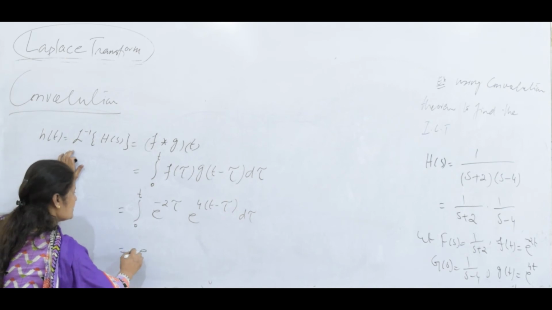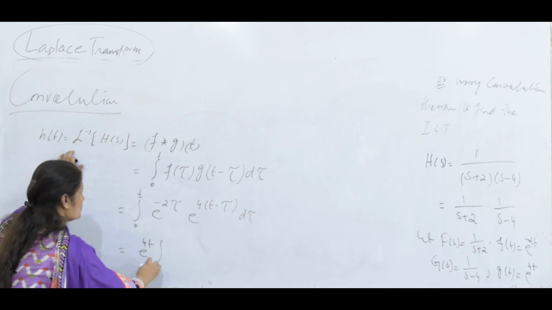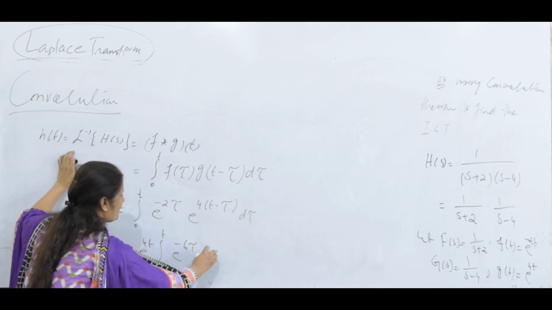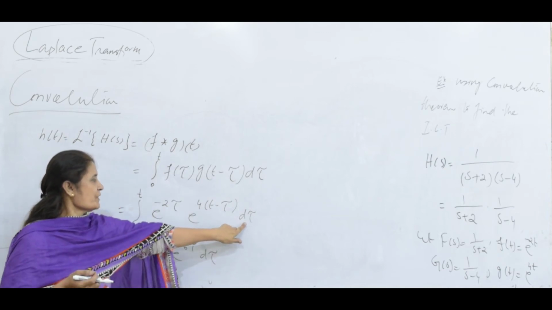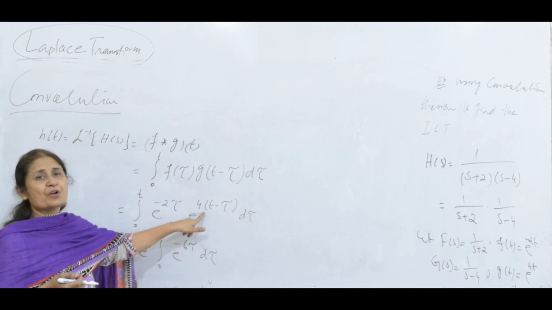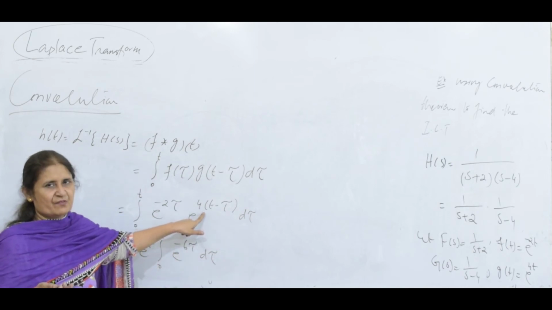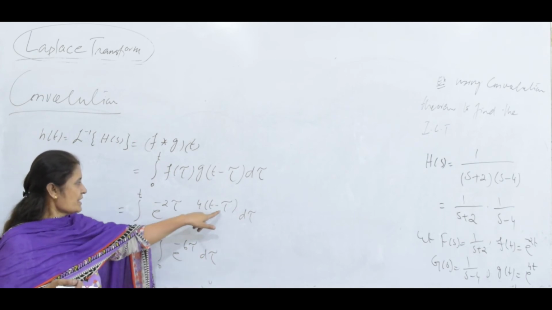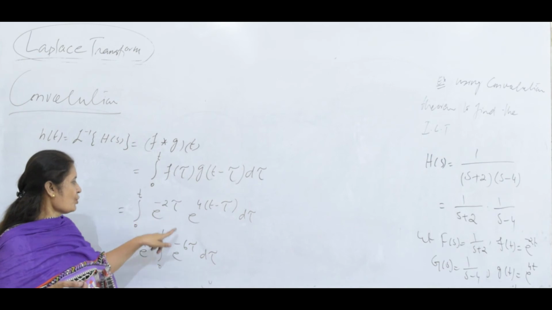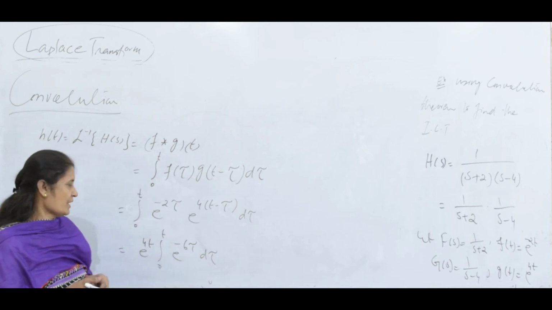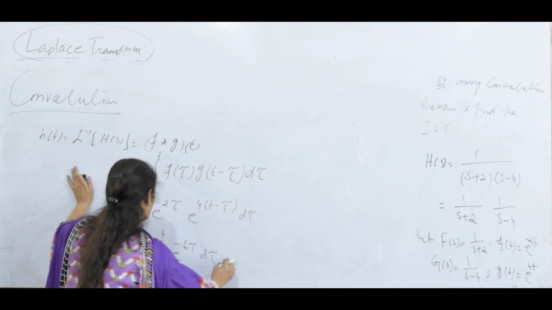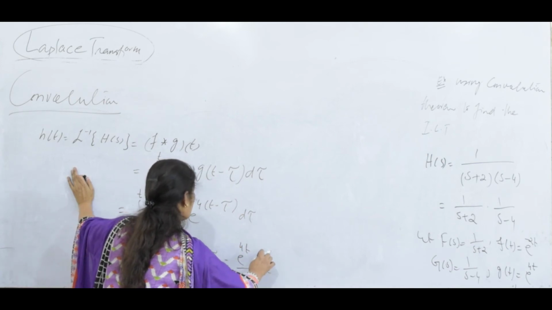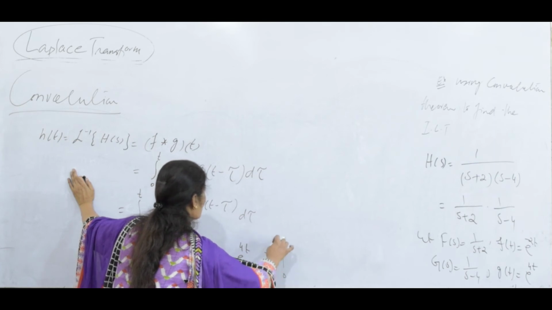So it becomes e to the 4t, integral 0 to t, e to the minus 6 tau d tau. Tau is the variable of integration. It means e to the 4t is constant with respect to tau. That is taken out of the integral sign. So e to the minus 4 tau times e to the minus 2 tau is e to the minus 6 tau. Let me integrate. e to the 4t times e to the minus 6 tau over minus 6, from 0 to t.